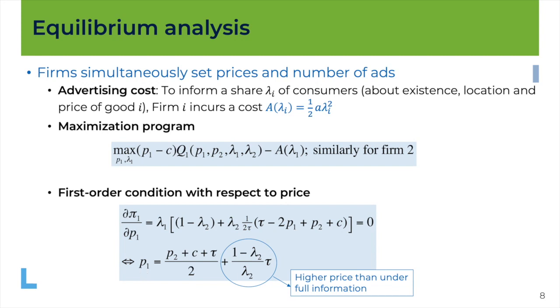If only part of the consumers know about the product of my rival, I have some kind of monopoly position over these consumers who only know my product, and I want to exploit this by setting higher prices.